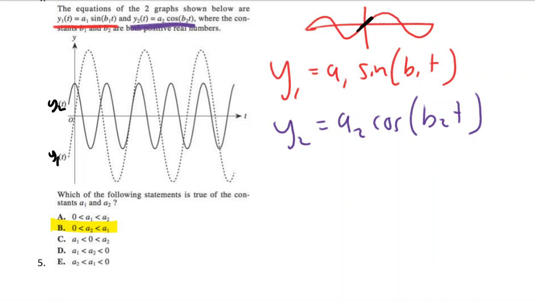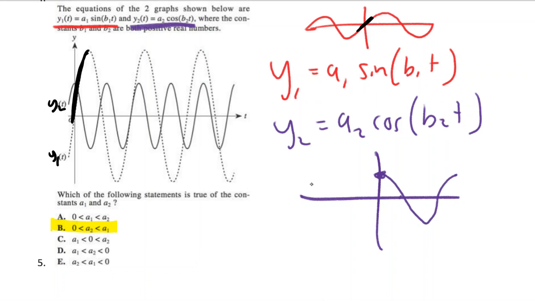So his amplitude is looking something like that. That's how tall his graph is. Whereas y2, cosine naturally hits at 1. It looks something like this. So if he's supposed to hit at 1, that could be higher than 1. They didn't put a place marker there, but this would represent his amplitude.